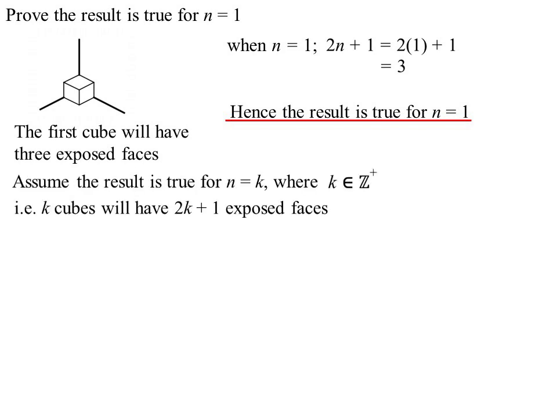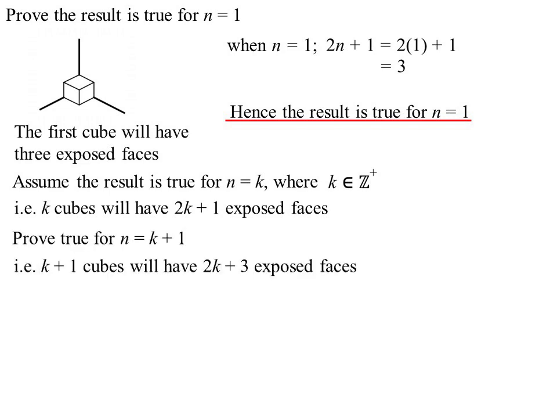I'm going to assume it's true for n equals k. So in other words, we're going to assume that when we have k cubes there'll be 2k plus 1 exposed faces. We want to prove for n equals k plus 1. So we want to prove that when there's k plus 1 cubes there, we'll have 2k plus 3 exposed faces. This is how I ended up explaining it.